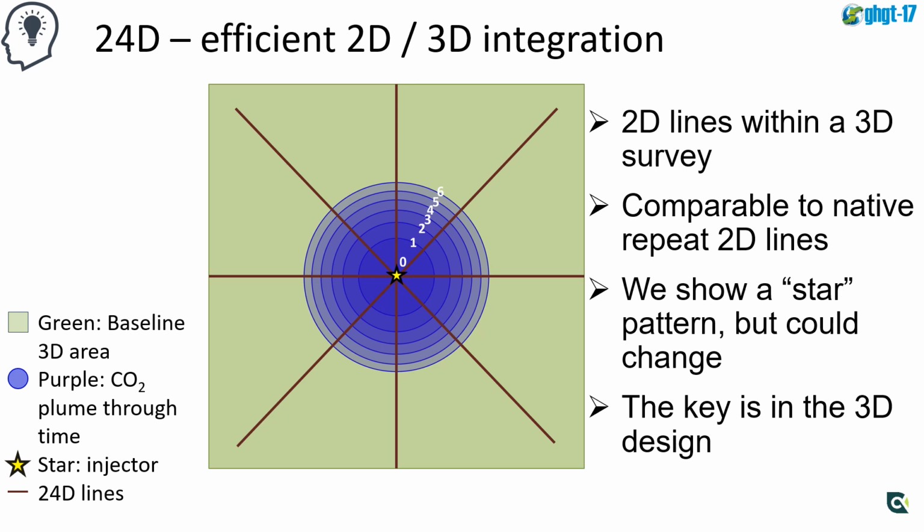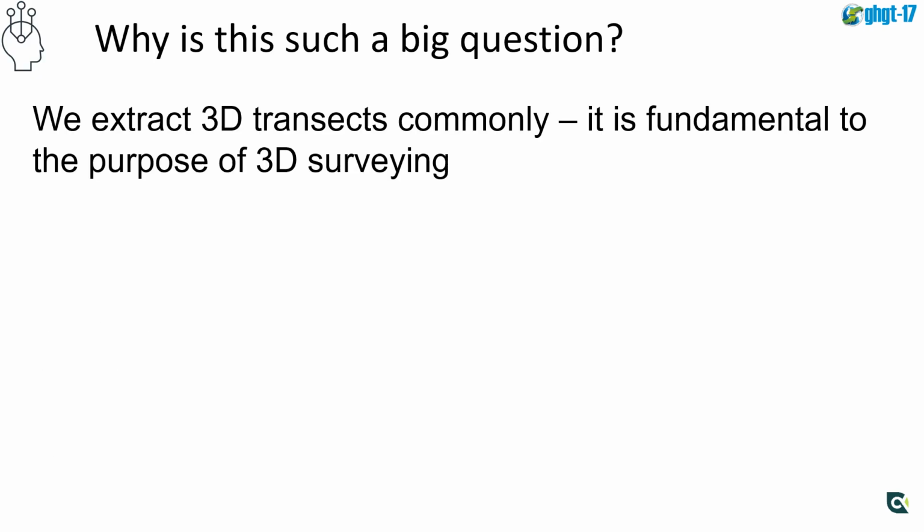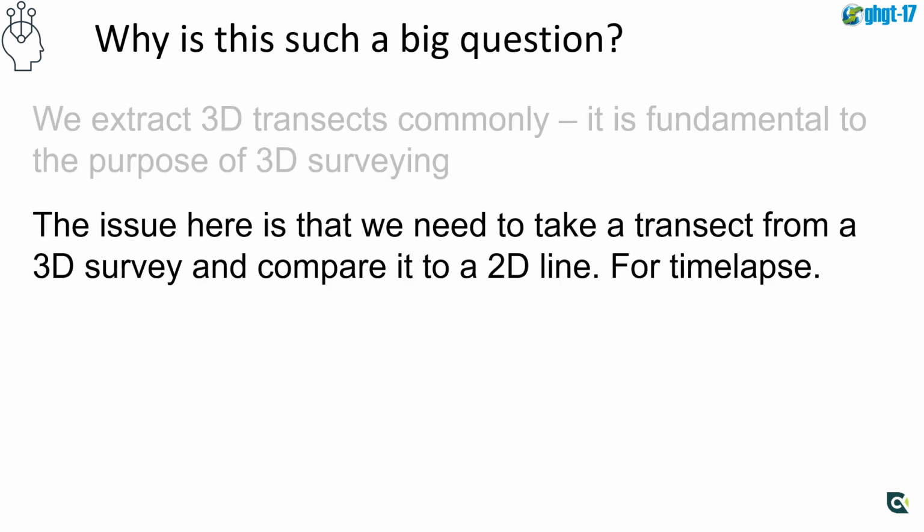So let's dig in a little bit on some of the questions around that. Some people might be asking, why is this such a big deal? After all, whenever geophysicists and geoscientists look at 3Ds, they extract transects, like lines of section, from this 3D. It's done all the time. It's fundamental to the purpose of surveying, of interpreting those surveys. But the issue here is that we're not looking at a 3D transect. We're looking at a transect to be comparable to a 2D line for time-lapse, which is an entirely different thing than just pulling off any old transect.